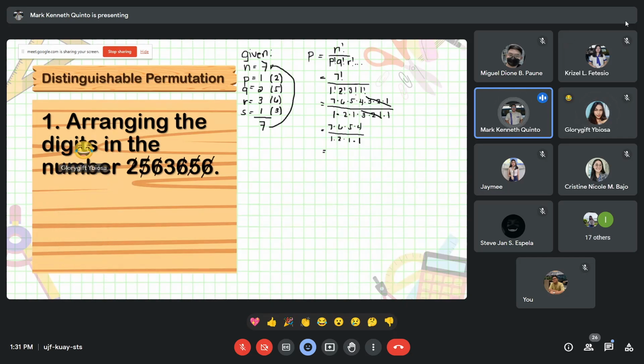Okay, so now let's simplify the numerator and denominator. 7 times 6 times 5 times 4 is actually equal to 840. We have 1 times 2 times 1 times 1 in our denominator, and that is equal to 2. So therefore, 840 all over 2 is equal to 420. So the distinguishable permutation is equal to 420. Is it clear?